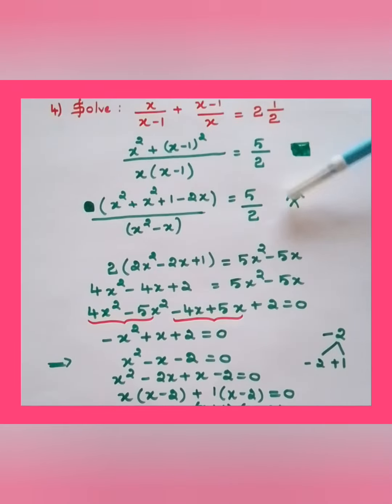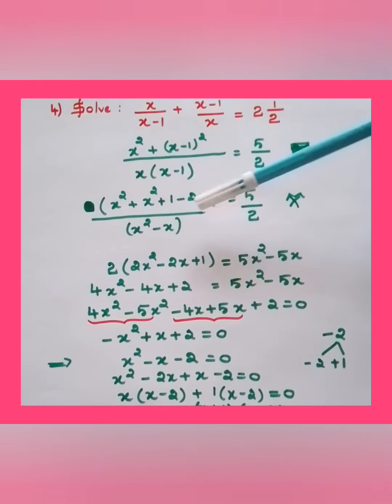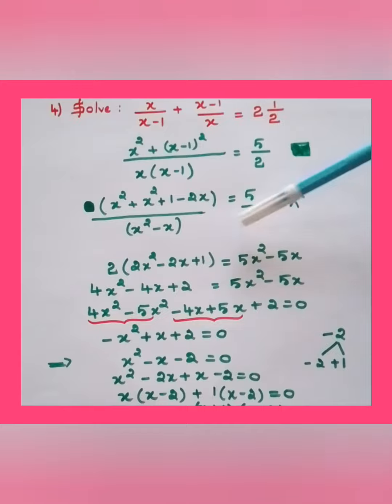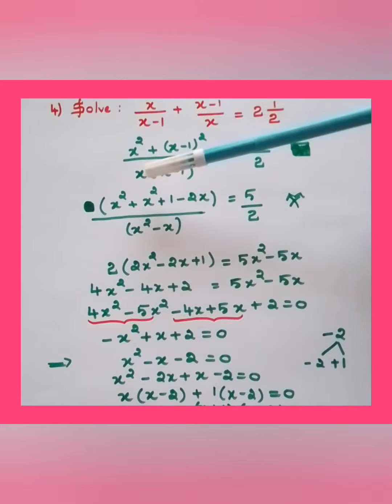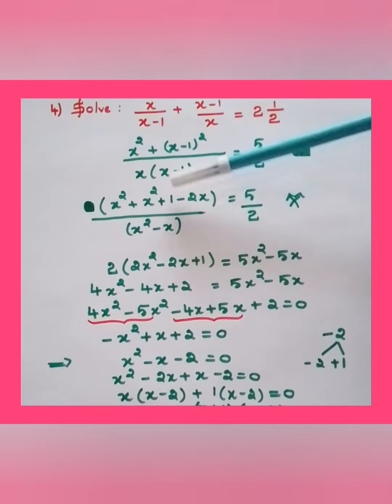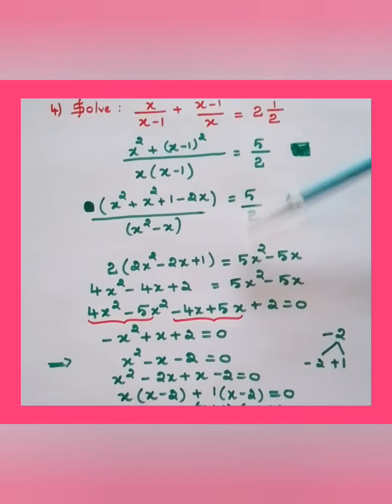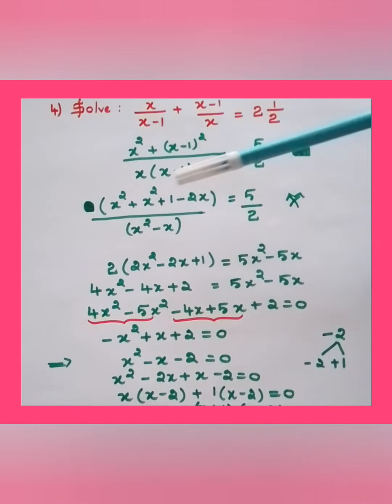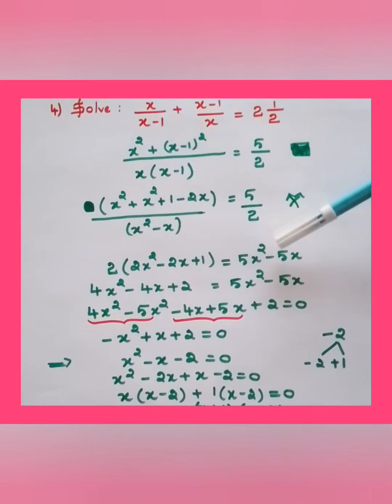Next you can cross multiply this. So x this term into 2, and x square minus x into 5. So 2 of this whole term, and you can simplify here. x square plus x square is 2x square minus x plus 1 is equal to 5 of this full term. So 5 into x square is 5x square minus 5x.